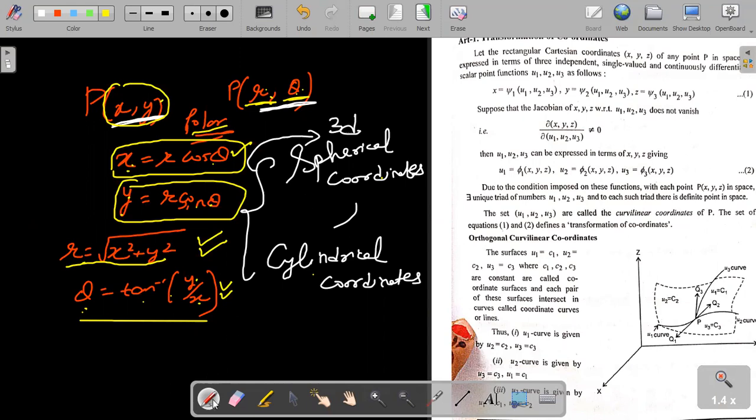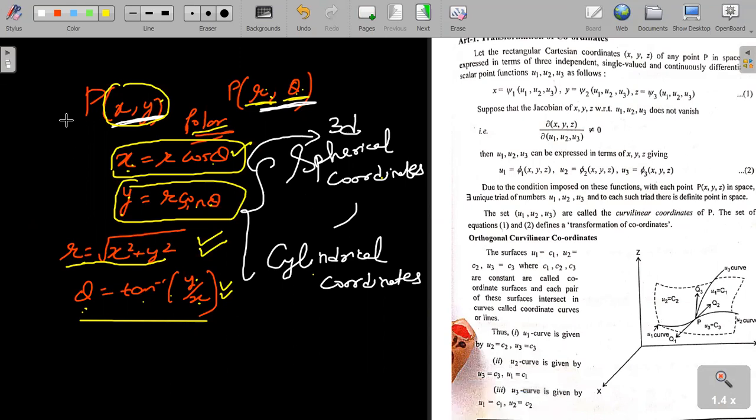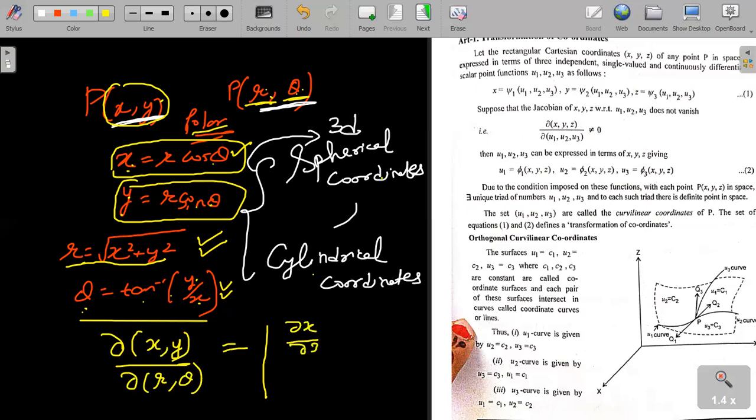And for this conversion, if you remember, when you changed limits in integration, like when you changed dx dy into dr d theta, you multiplied with the Jacobian. So this is nothing but the Jacobian of x, y with respect to r and theta. So you see, this is nothing but the determinant: del x by del r, del x by del theta, del y by del r, del y by del theta.